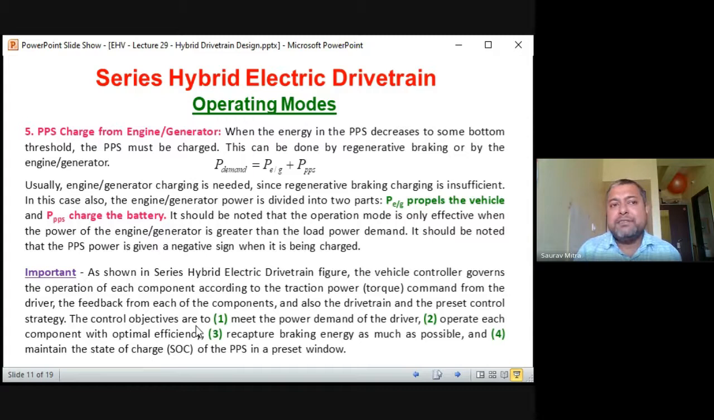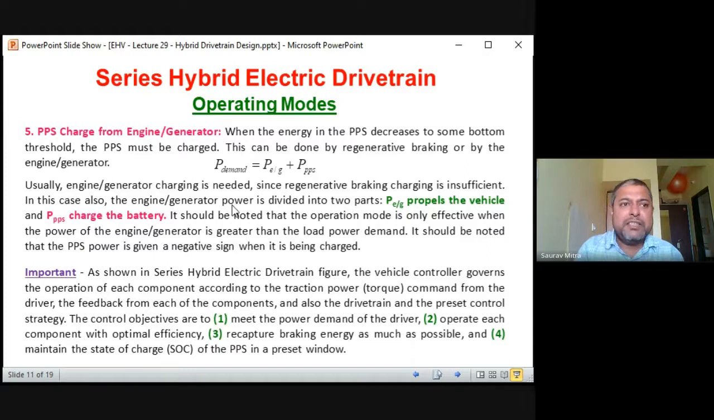This will increase the lifespan of all the components, because if you don't stretch components much, in that case all the components' lifespan will actually increase. So very important thing, operate each component with optimal efficiency. Third thing is recapture braking energy as much as possible. In that case, if you are recapturing the braking energy, this mode, that is the fifth mode, should be as less as possible.